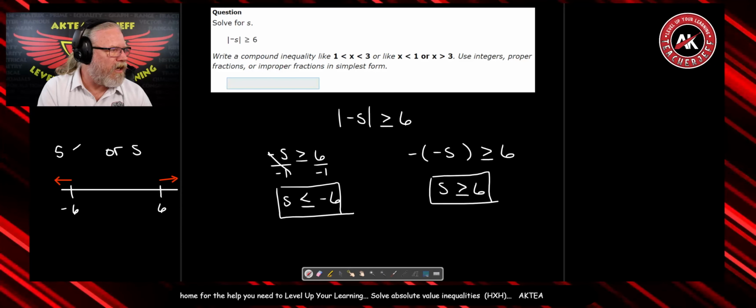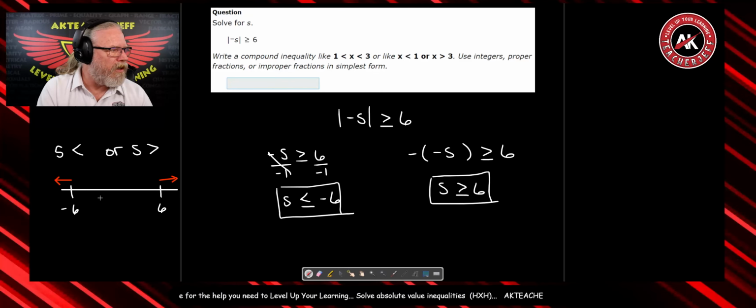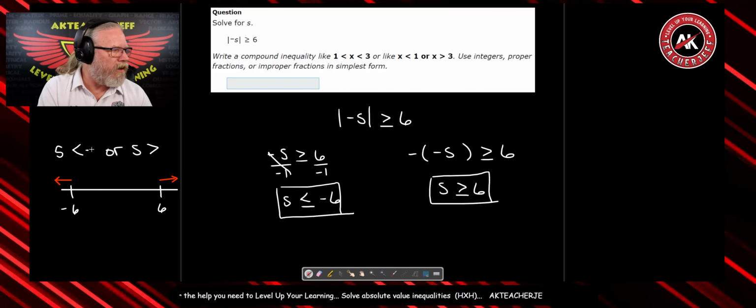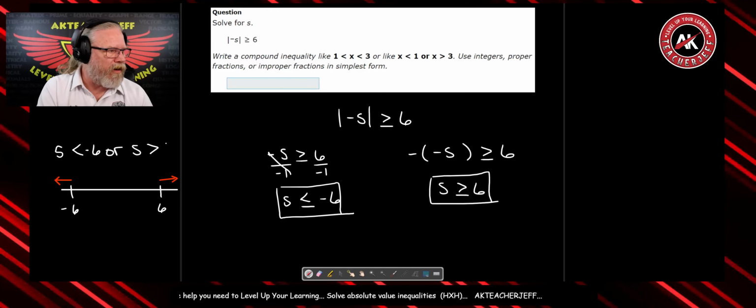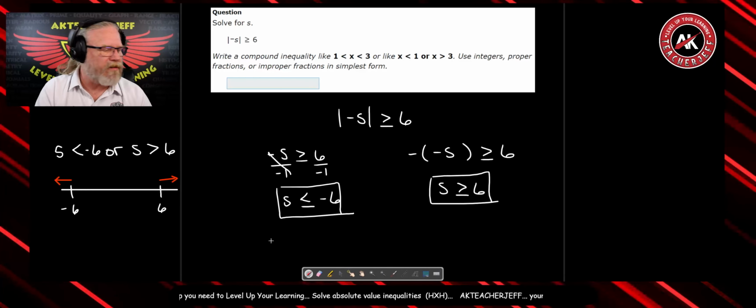Variable first. Signs point outward like the oars on a boat. Lesser value on the left oar, and greater value on the right oar. There's our solution for this problem.